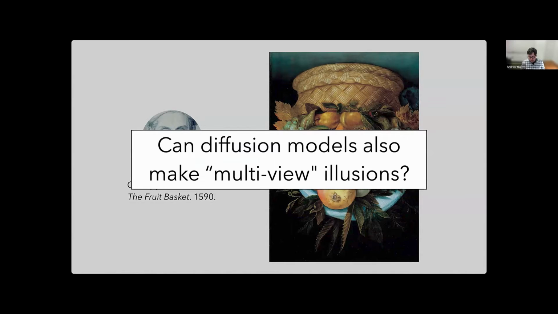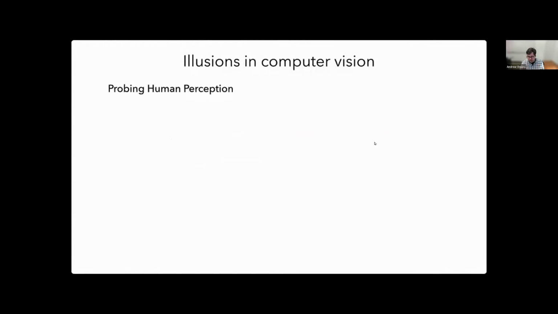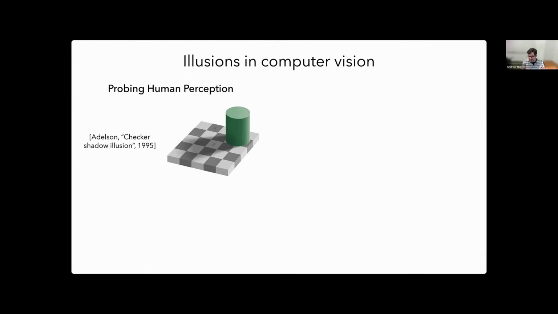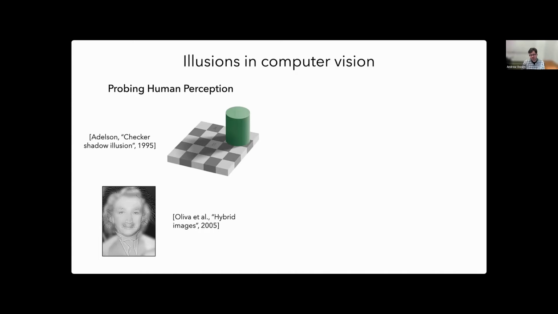Now, of course, illusions have a long history in computer vision. So we're also interested in this from a scientific perspective. For example, visual illusions are often used to probe human perception. Famous examples include the checker shadow illusion, where you create an image that has a certain interpretation to a human due to the way that we perceive lighting and shadows, or the famous hybrid images of Aude Oliva.